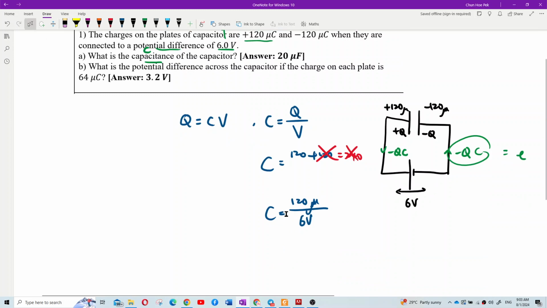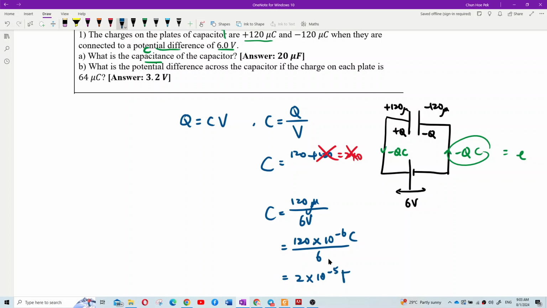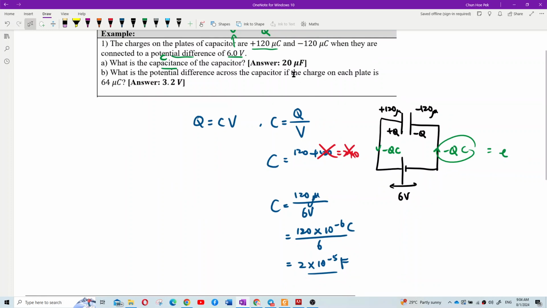That's why it's only 120. Understand? That's the explanation. Okay, so 120. Don't put negative. No need for negative 120. It's just 120. Micro is 10 to the negative 6 coulomb, over 6 volt. So what's the answer? Divide by 6, so 2, and then exponent negative 5 farad. That's all. Or 20 microfarad also can.